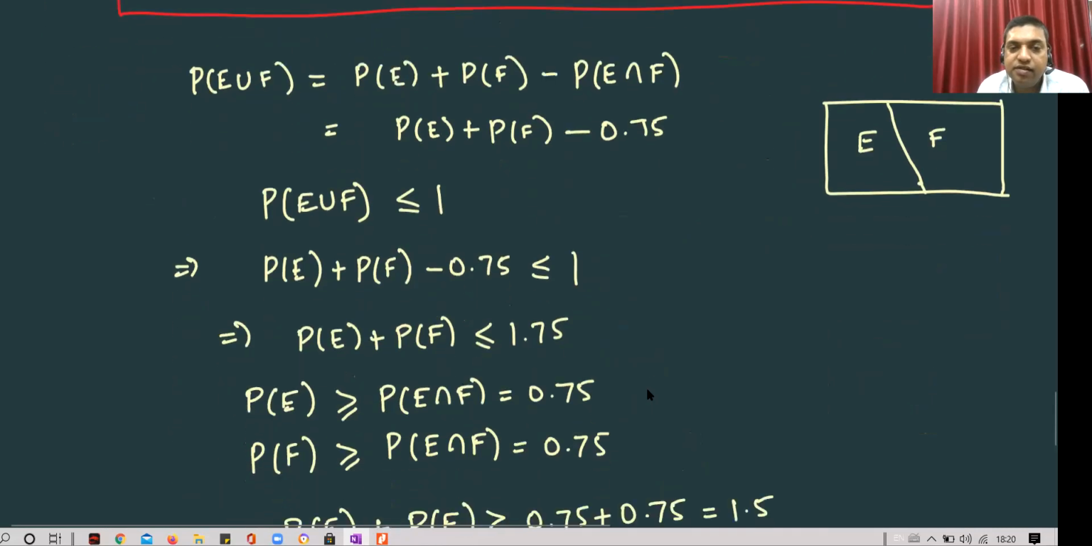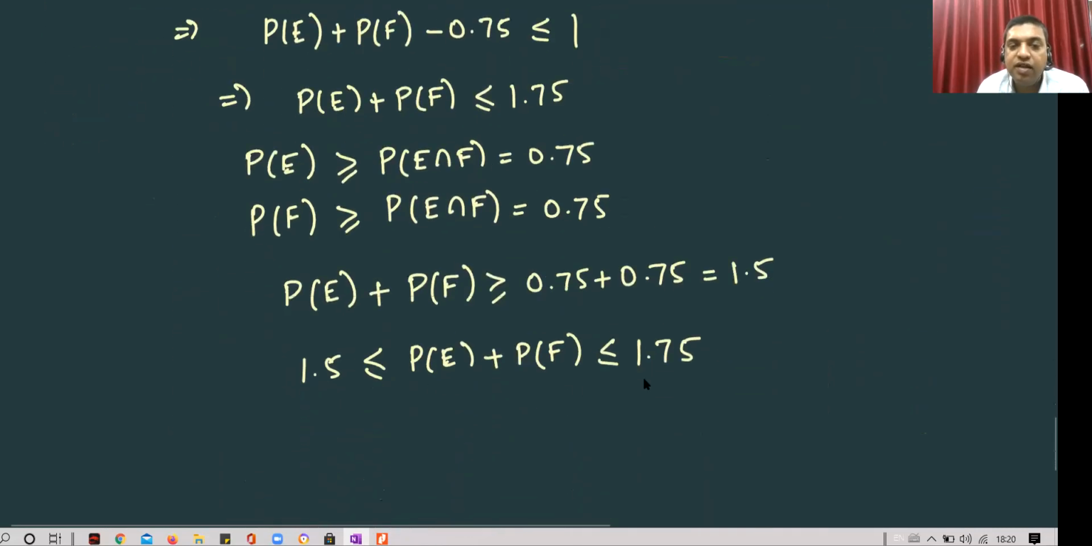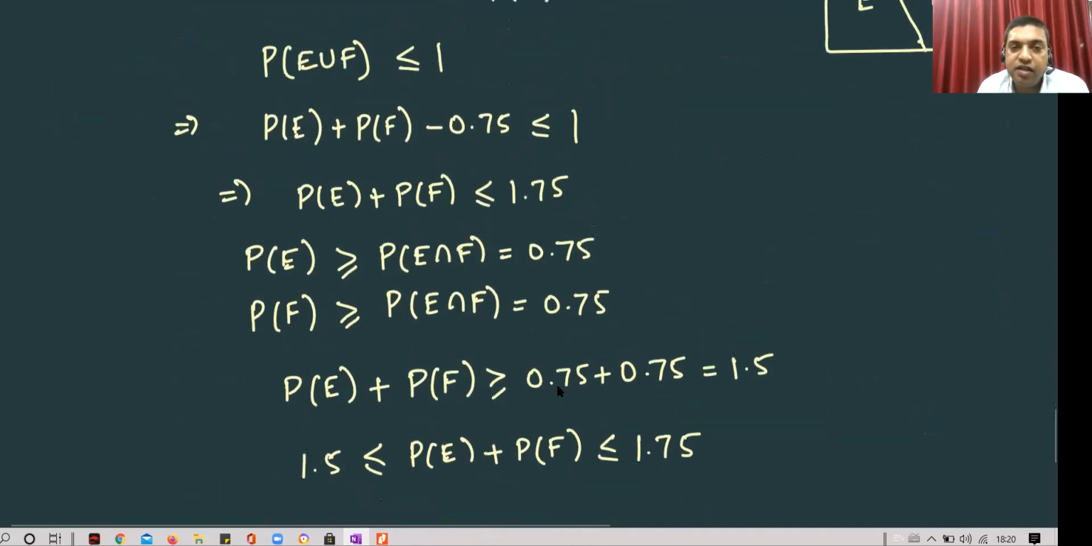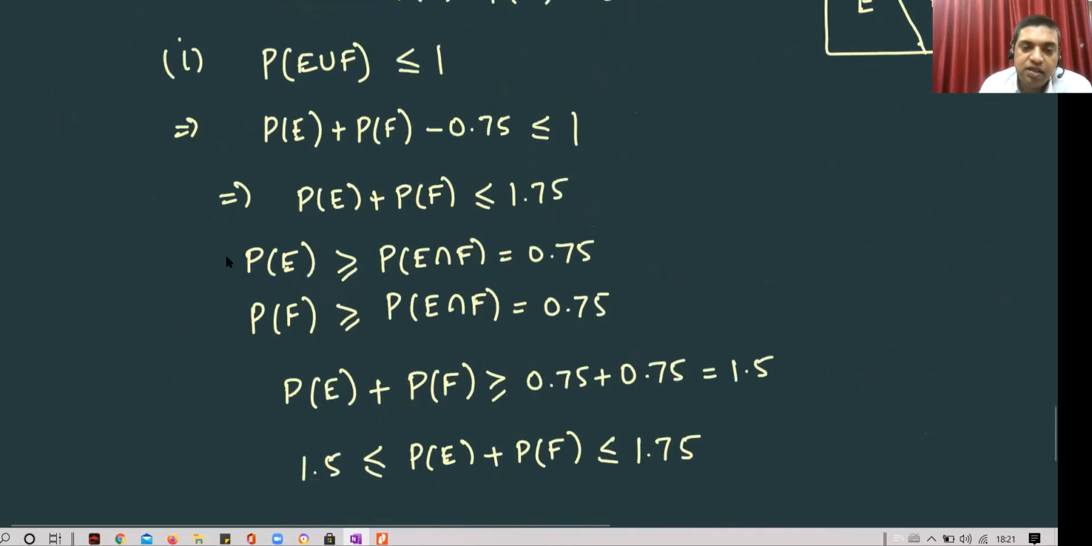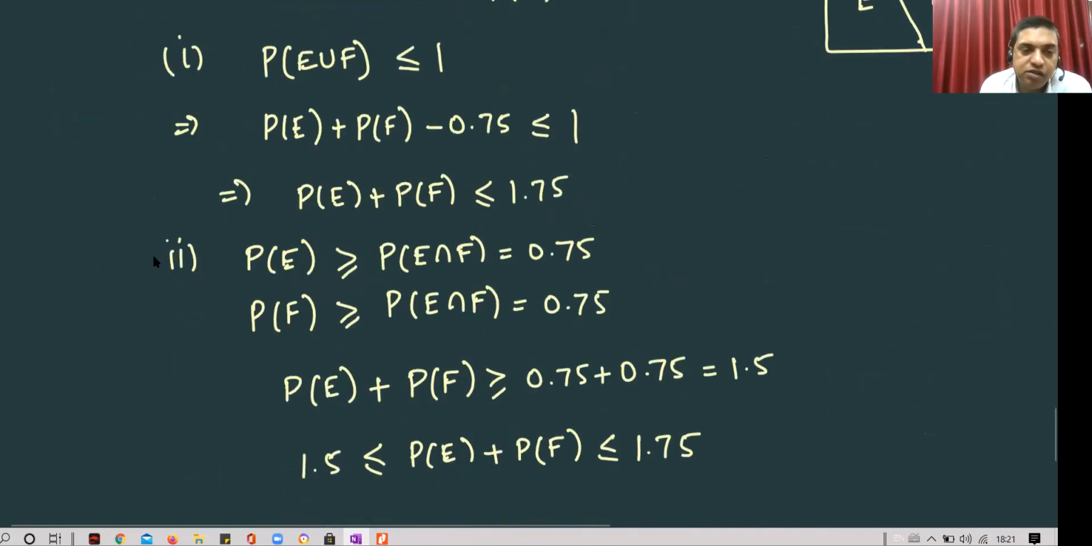Did you understand what I did? I found the interval in which it lies. I have used two things. One is P of E union F has to be less than 1. I calculated that. This is the first part. Second part, I used that P of E has to be greater than P of E intersection F. So P of E intersection F itself is 0.75. So P of E at least must be 0.75. Similarly, P of F must be at least 0.75. So their sum must be at least 1.5.